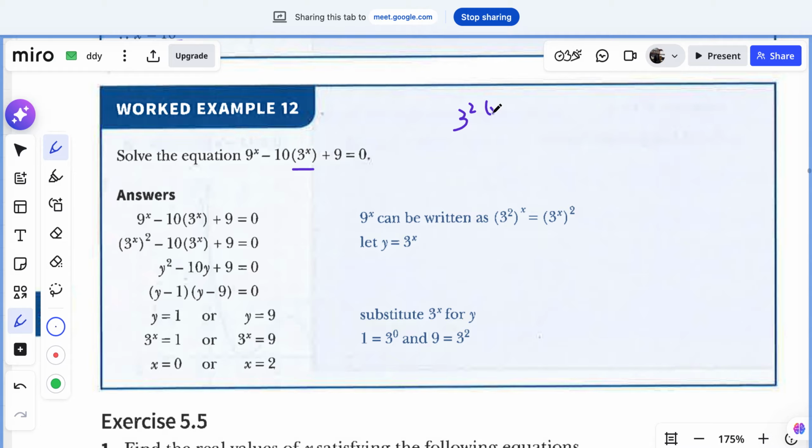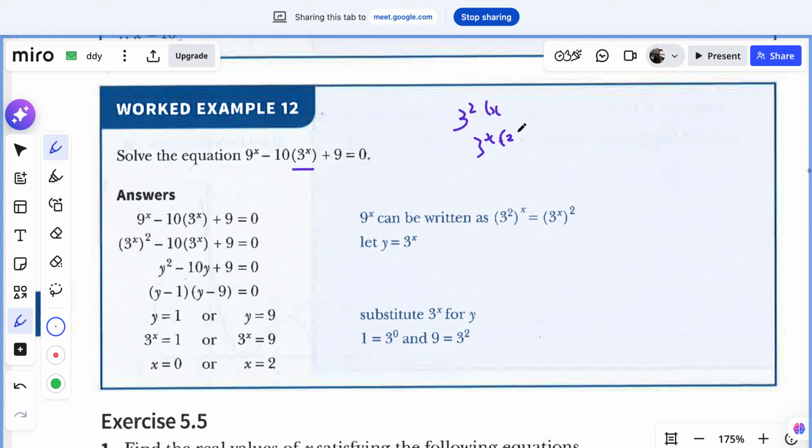3 squared to the power x, which we can rearrange to be 3 to the power of x, so that it looks like this one. Then squared times 2 times 2.